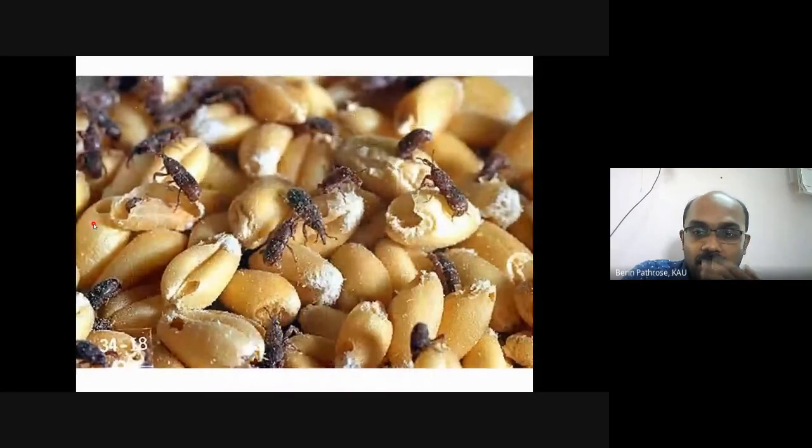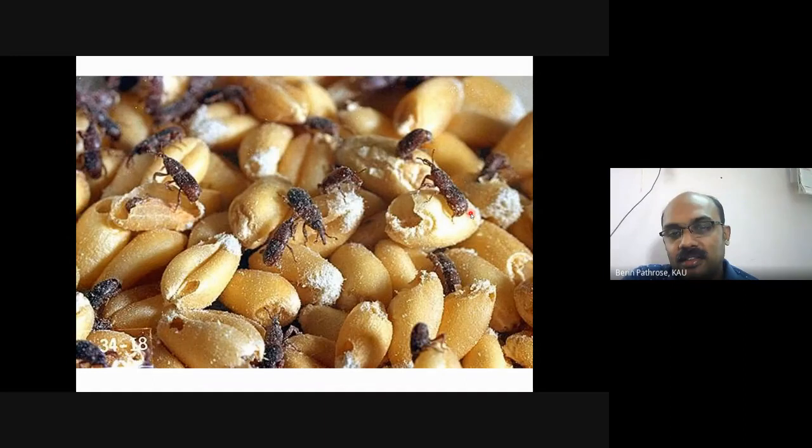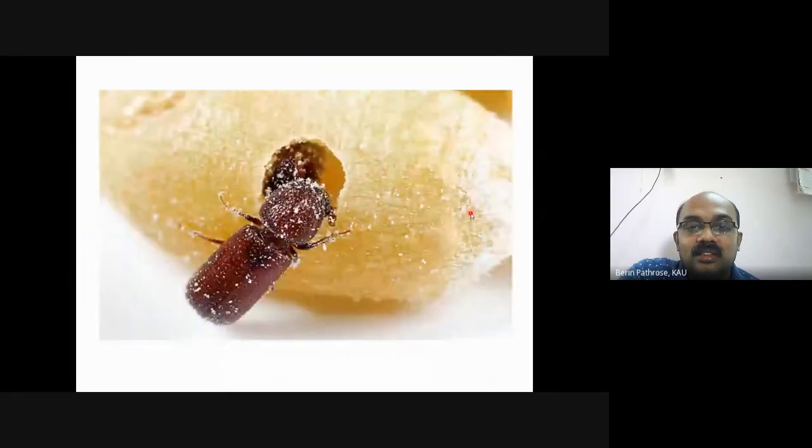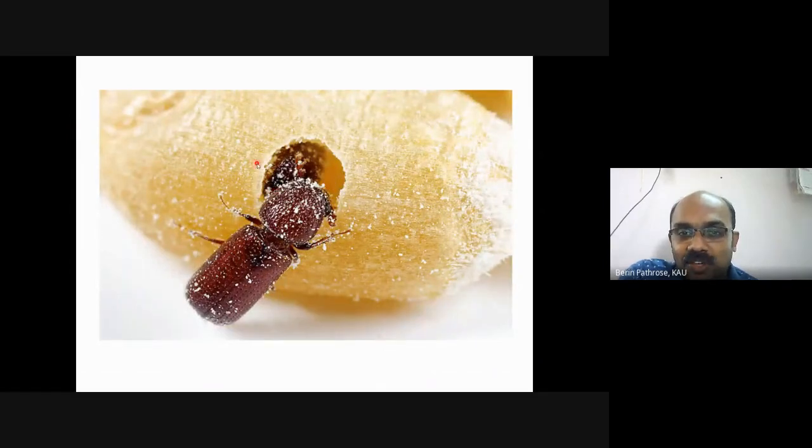Okay. Here you can see it feeds on the grains. If you see Rhizopertha, we discussed the lesser grain borer, Rhizopertha. It also is an internal feeder. But if you see the pictures which I have shown you earlier, I will show that picture. See this. This is Rhizopertha. There you can see this is almost a perfect circular hole that Rhizopertha makes in the grain.